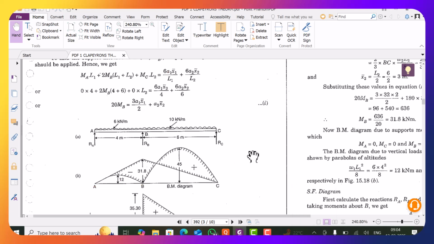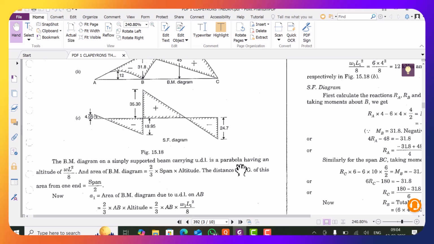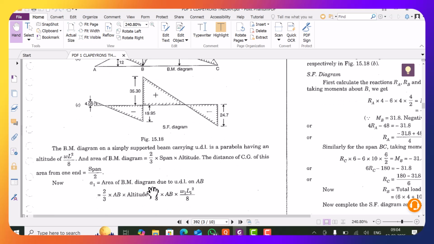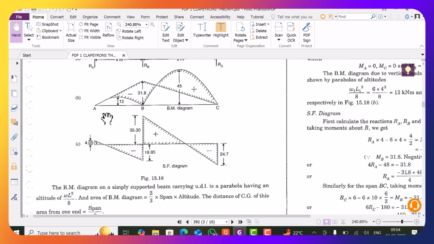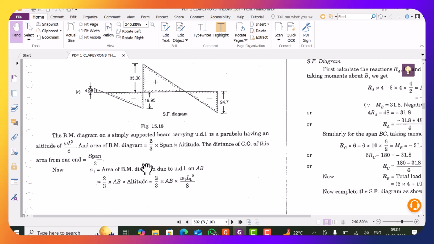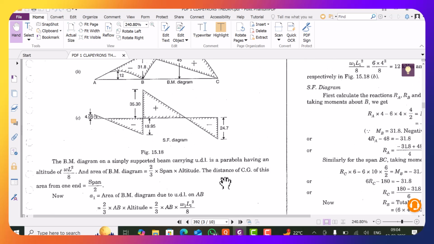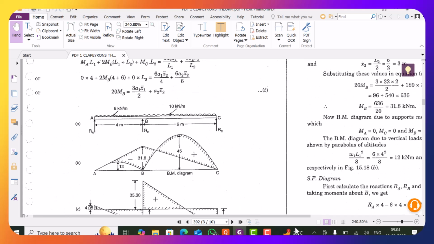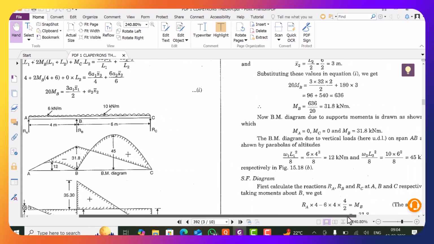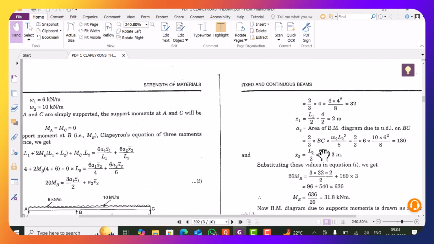You can see here, the area of the bending moment diagram is calculated as 2/3 AB into altitude. So it is 2/3 AB, that is base, multiplied by altitude, which is here 12. So this value A1, if you can see, is coming 32.